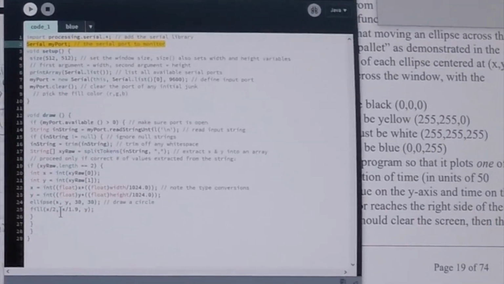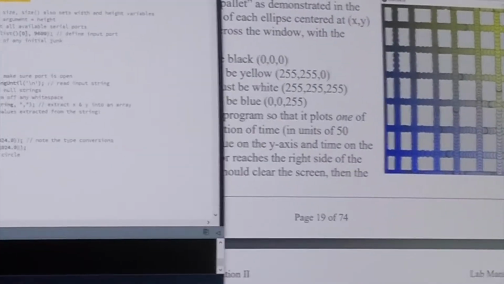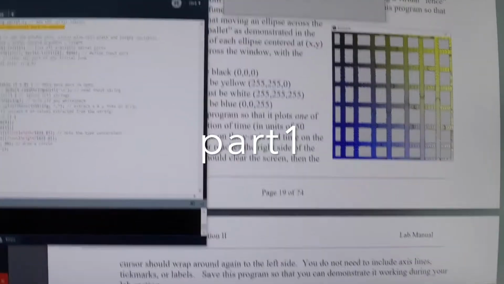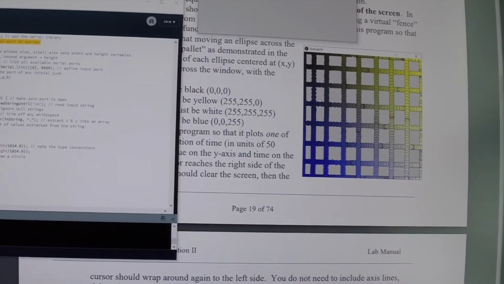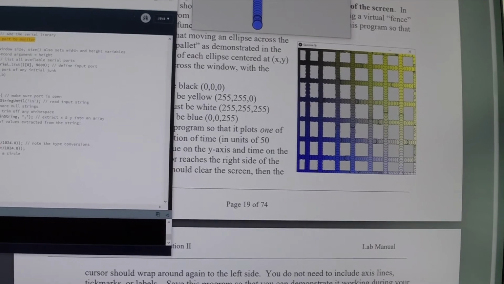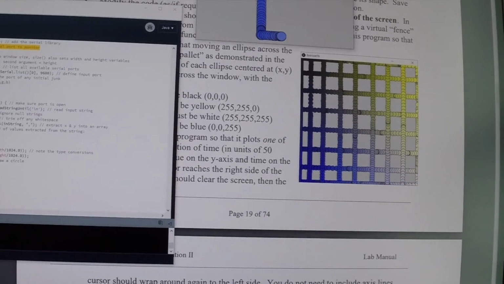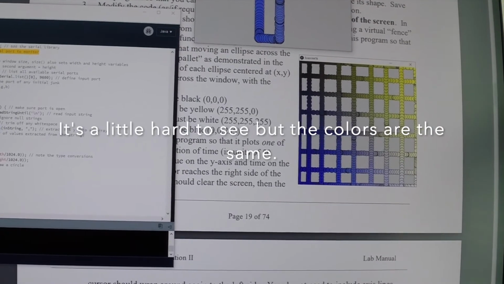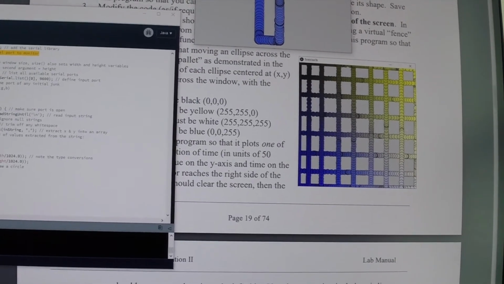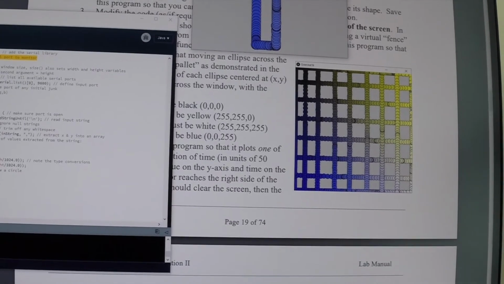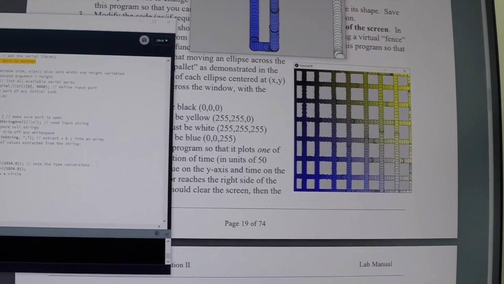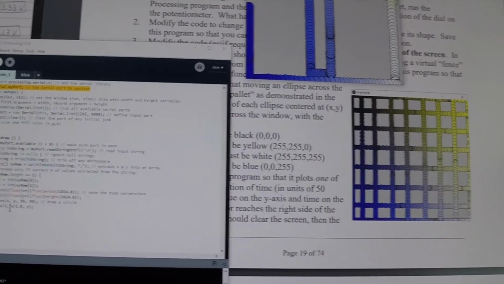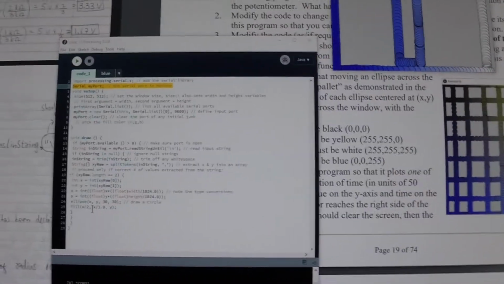The ellipse is defined. I was able to create the same color pattern as displayed in the lab. I made my circles/ellipses bigger, so it covers more area while I demonstrate. All the way to the right, I get yellow. Top right, way to the bottom right, almost white. Bottom left, blue. And then top left, dark blue.